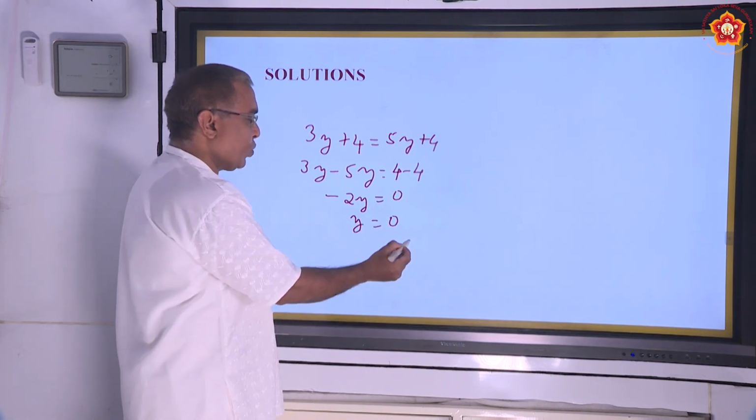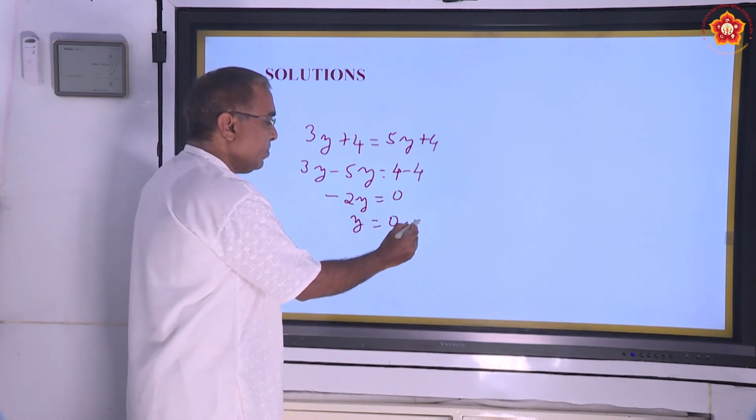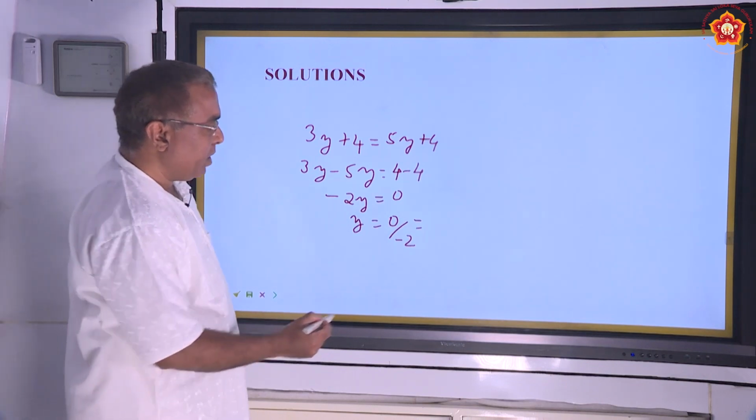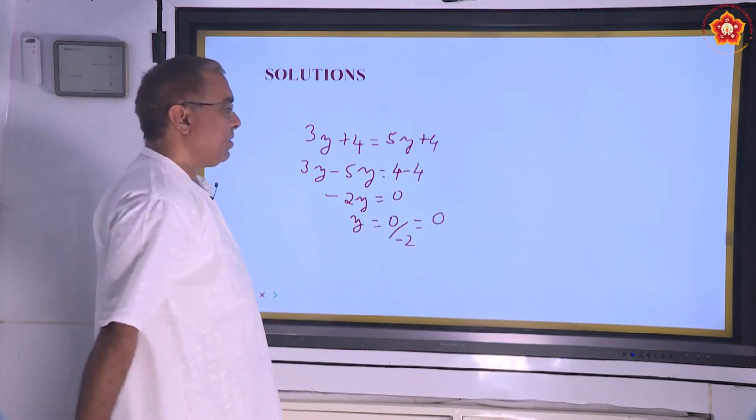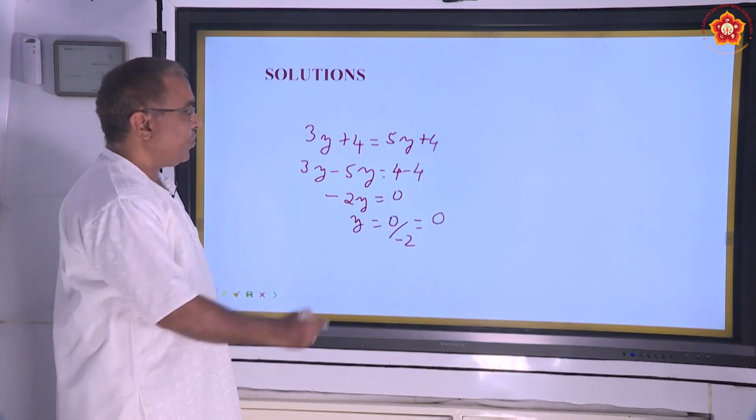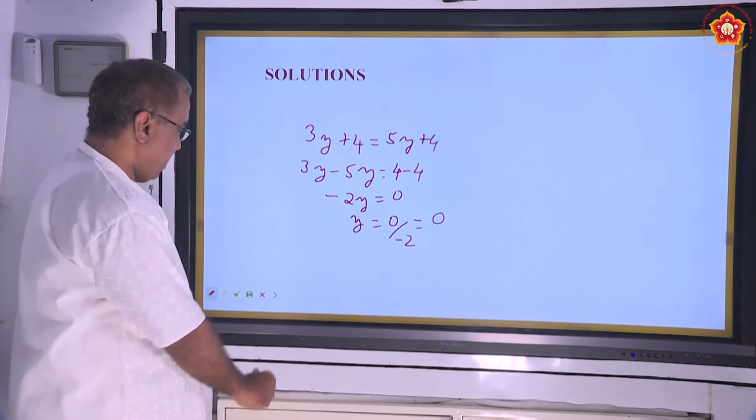or z is going to be 0 divided by minus 2. You know, whenever 0 is divided by any number, the value is going to be 0 only. So, this is going to be the solution of the given equation.